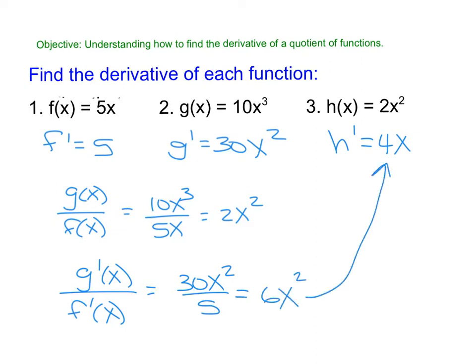6x squared and 4x are different. So you can't just find the derivative of each of them individually and divide. It doesn't work like that. It's more complicated. This one is more complicated than the last one because it's division. So be ready for it.